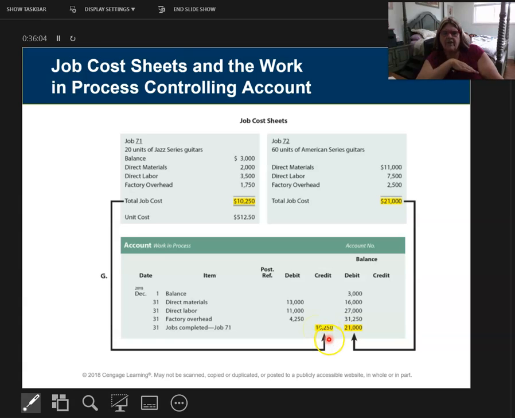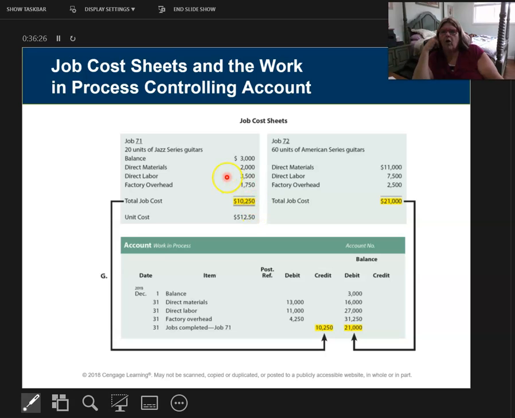And we'll talk about that on the next slide. I'll show you this journal. So job 71 is completed. So the cost of $10,250 go out. And if you look up here, this was job 71. I had a $3,000 balance in here, which was this $3,000 here. I added DM, DL, factory overhead. Here's my total job cost.